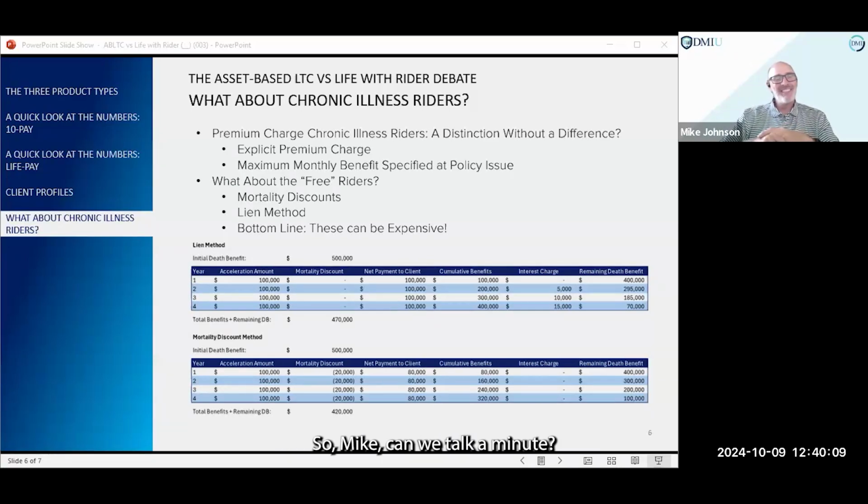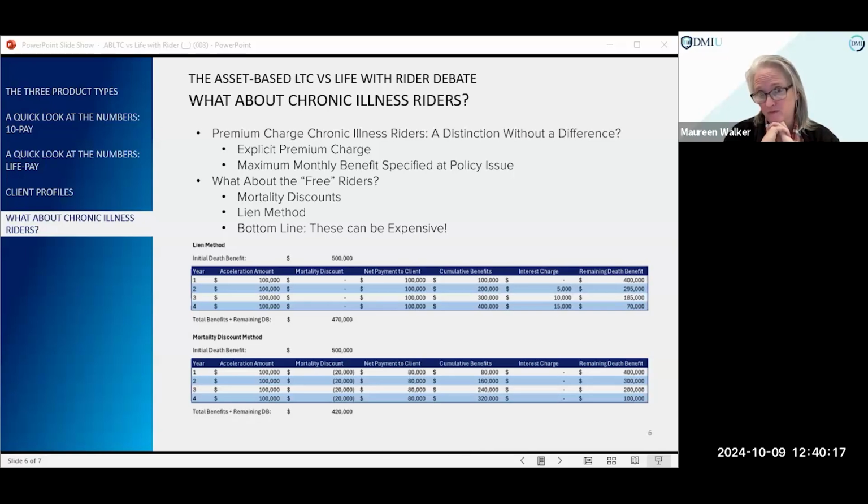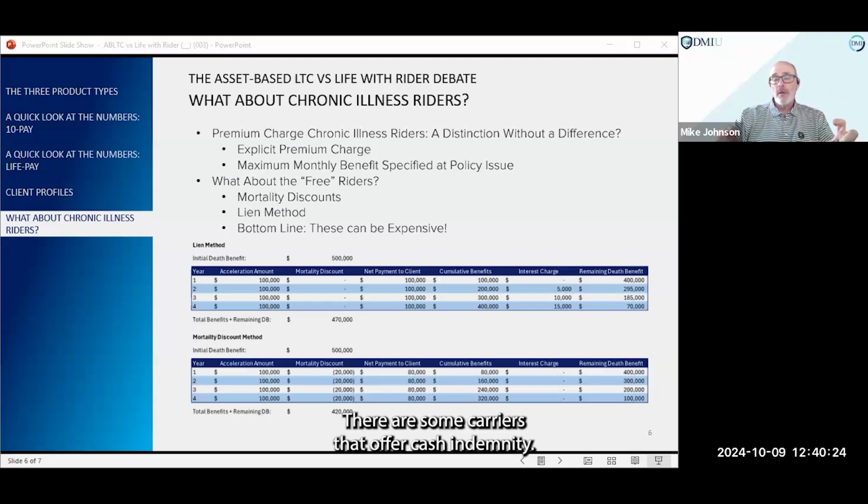Thanks. So Mike, can we talk a minute? Is this a reimbursement plan? So if you're home and a family member is taking care of your needs, would that be covered? Another fantastic question. So I always like to emphasize this. There are some carriers that offer cash indemnity in the way that they pay their benefits. There are others that pay via a reimbursement model. Now, that's a big distinction, right? And it's something that's important and should never be overlooked.